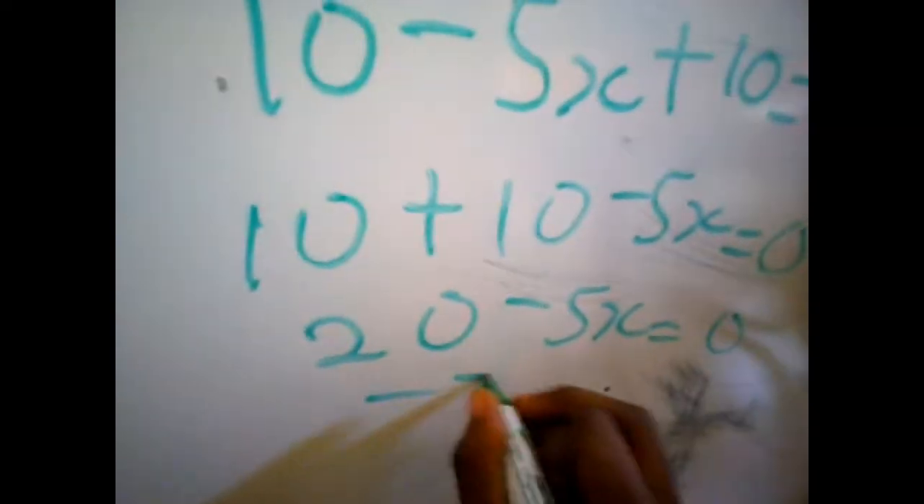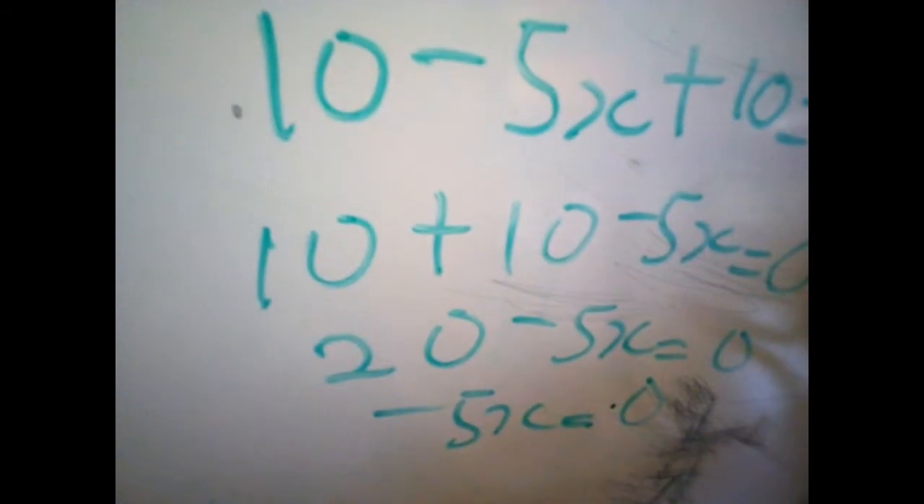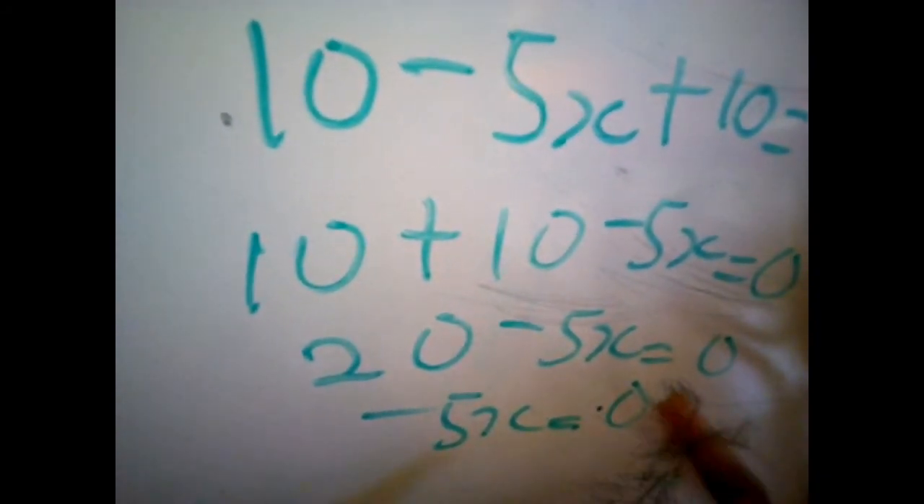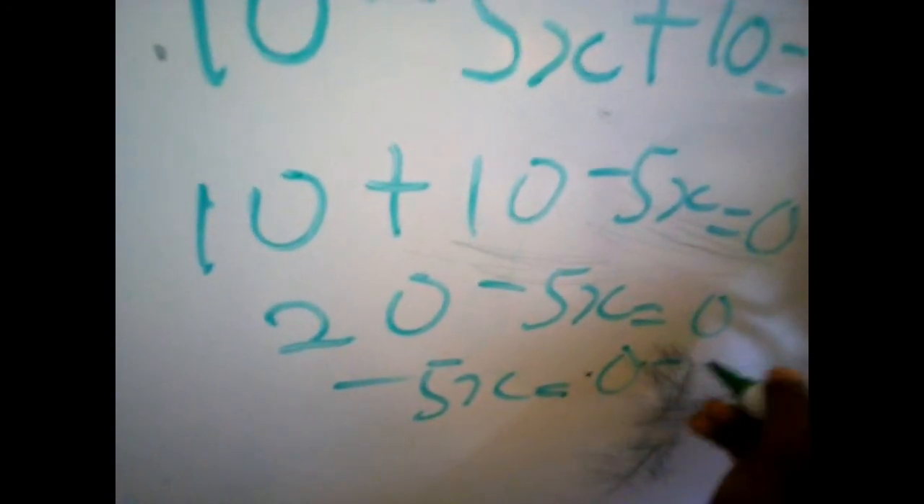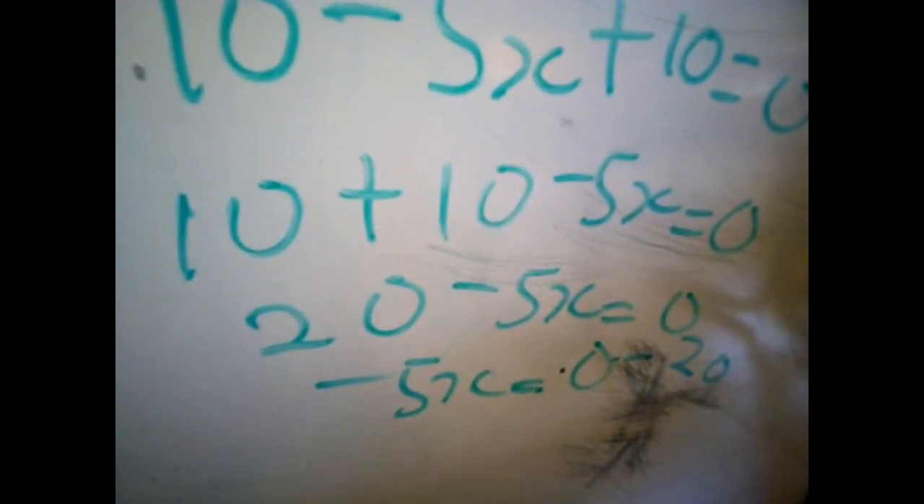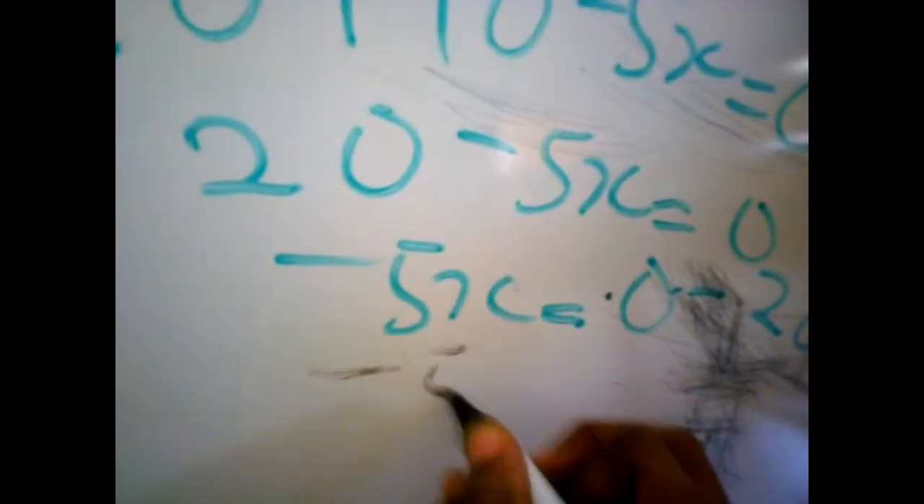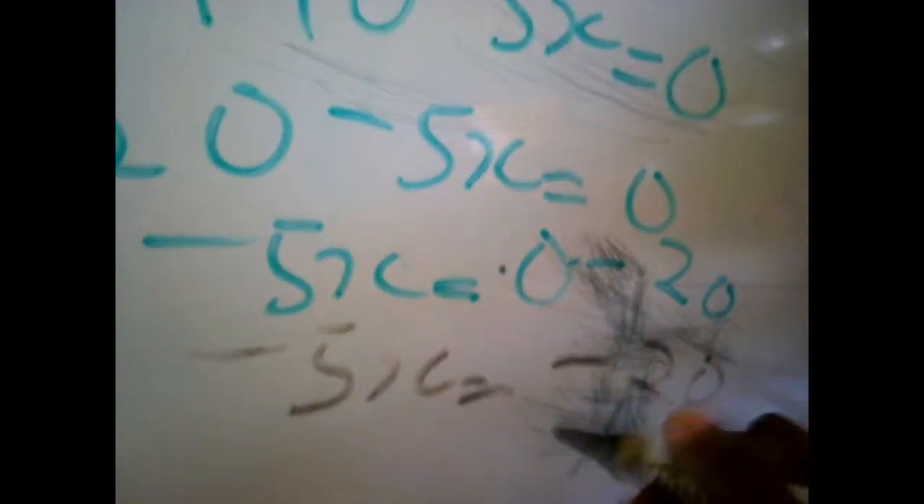So now negative 5x is equal to 0, then 20 will cross the equal sign to give you negative 20. This is how you're going to get it. So you're going to continue. So with this, we're going to get negative 5x is equal to negative 20. 0 minus 20 is negative 20.